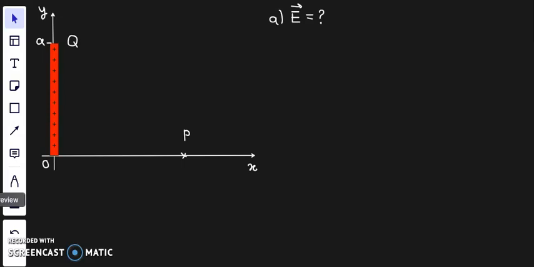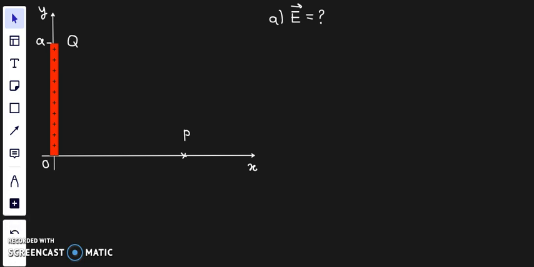In this problem, we have positive charge that is linearly distributed along the y-axis, extending from the origin up to y equals a. In part A, we'd like to calculate the electric field vector at point P. Point P is an arbitrary point on the x-axis.